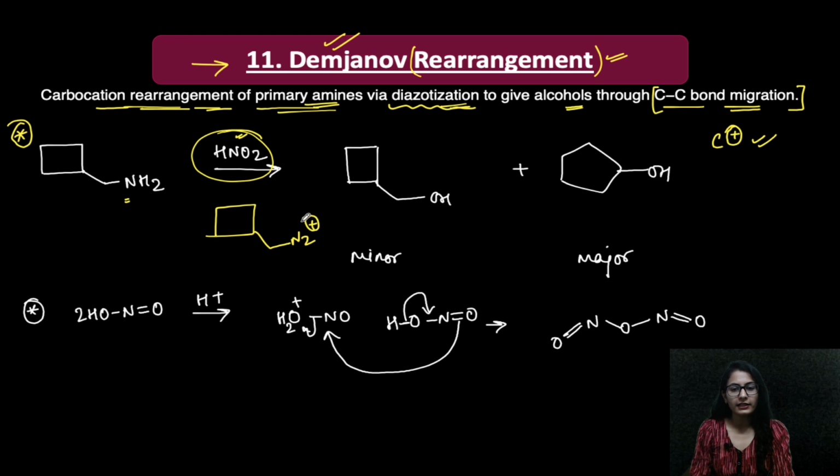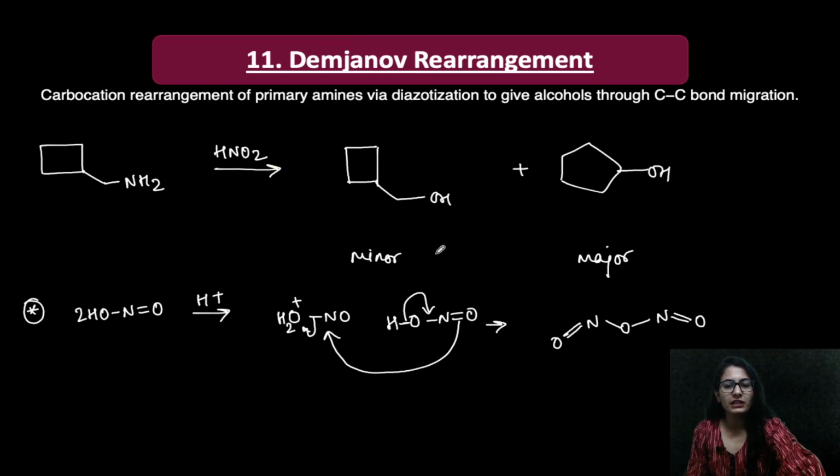compound like this. Okay, and then further this kind of a carbocation is going to be generated, because you know that nitrogen is a very good leaving group. So it is going to leave, and a carbocation on this carbon will be generated. That is going to give you a major and a minor product like this. Okay, right, so we are going to see the mechanism in a while. First of all, we are going to see how the diazotization is taking place.